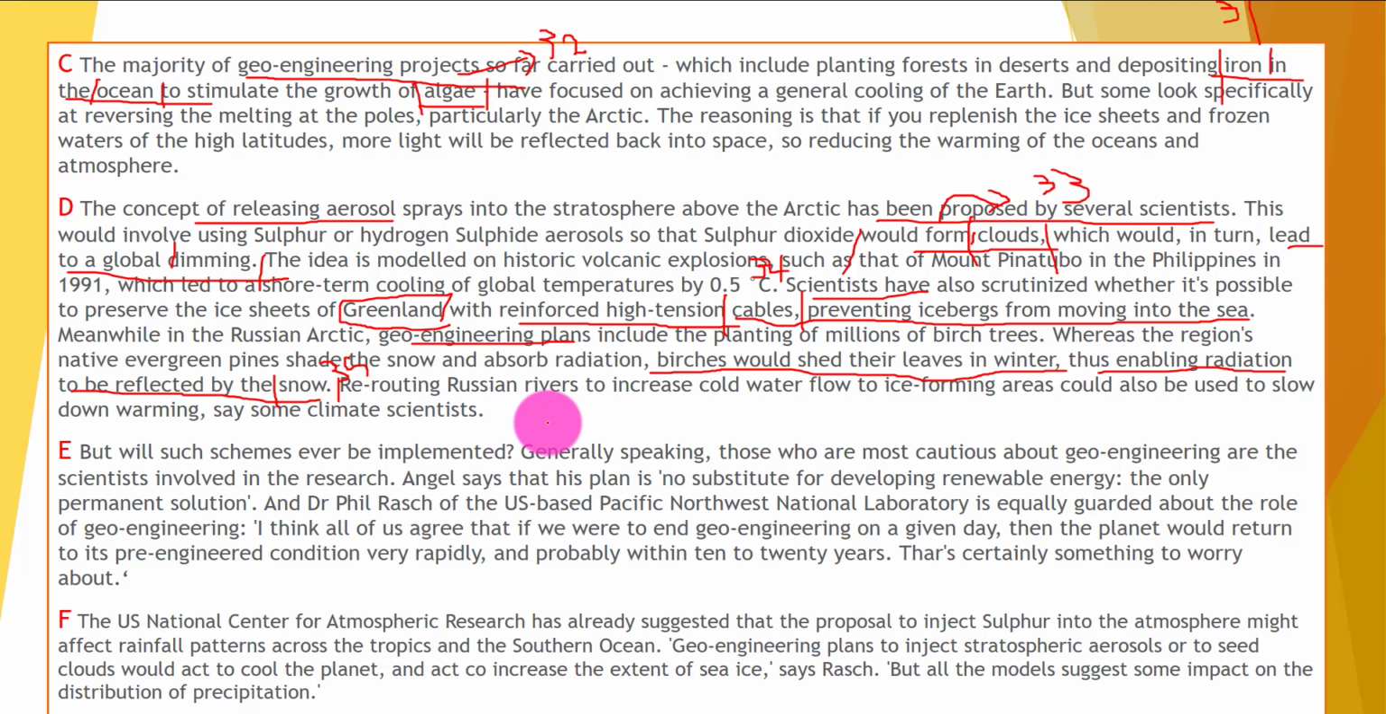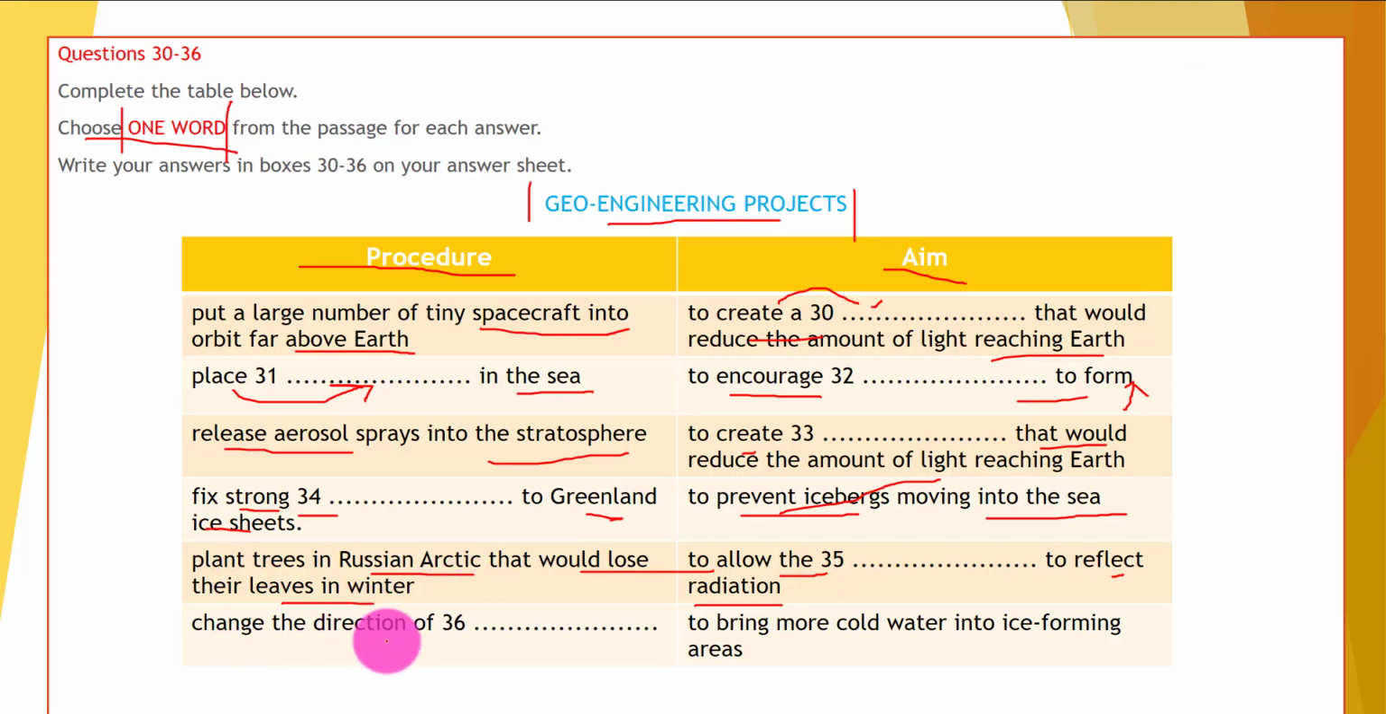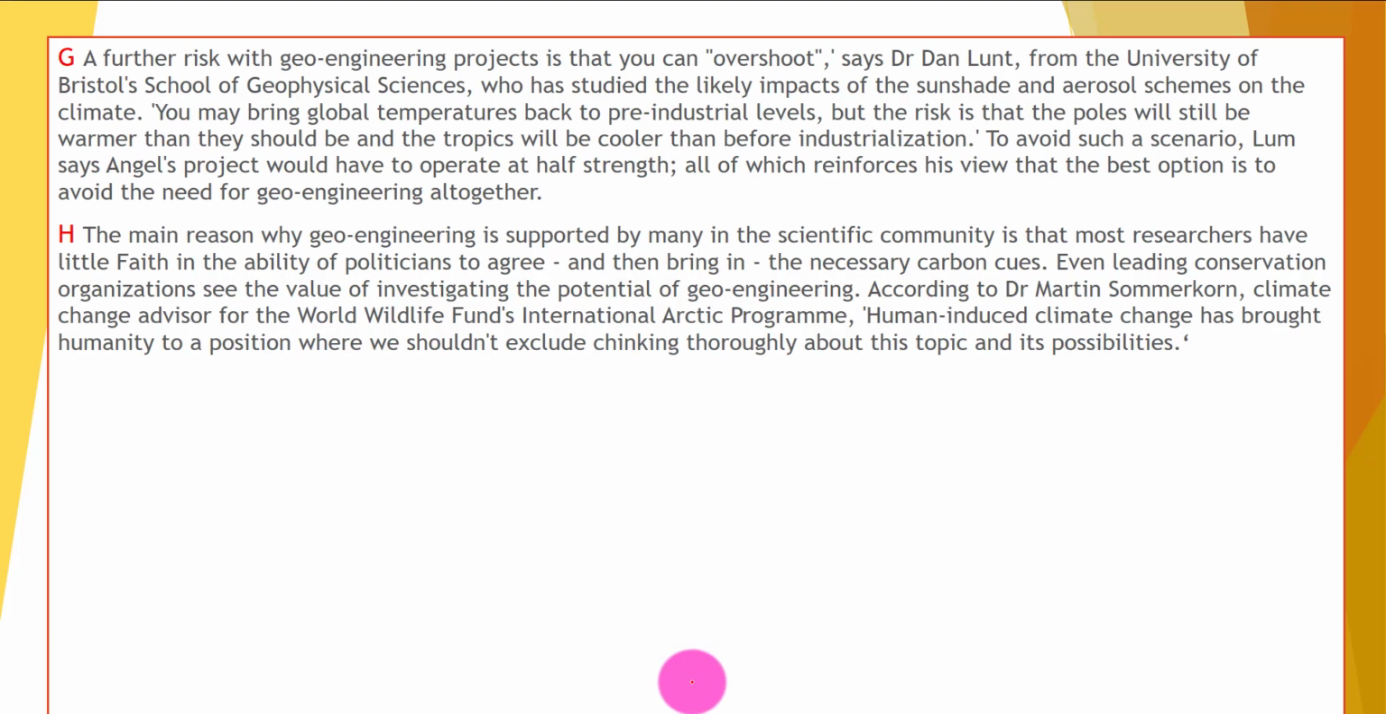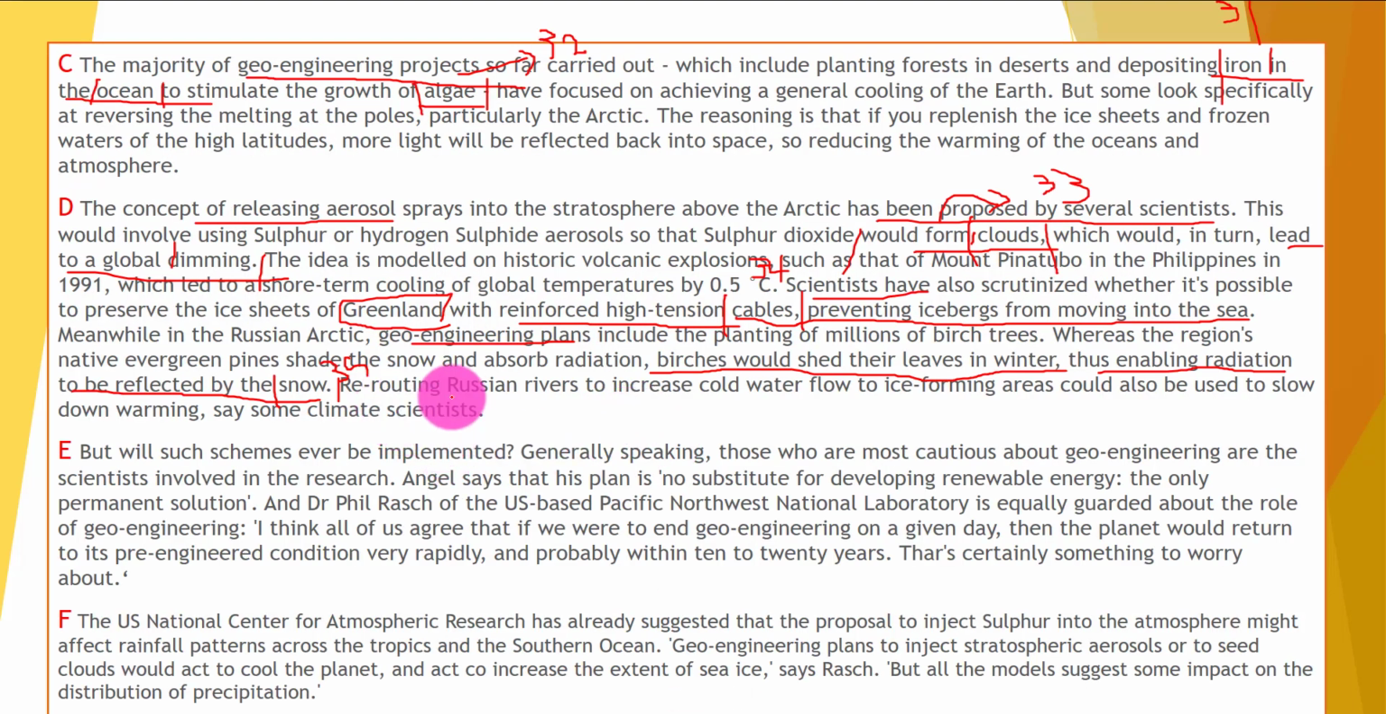Now let's go to our next question. Change the direction of something to bring more cold water into ice-forming areas. Now let's continue. Rerouting Russian rivers to increase cold water flow to ice-forming areas could also be used to slow down warming, say some climate scientists. Rerouting Russian rivers means changing their directions in order to increase cold water flow to ice-forming areas. And rivers is our answer for question 36.